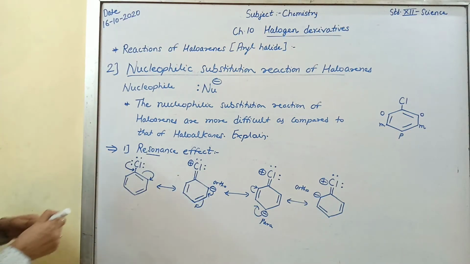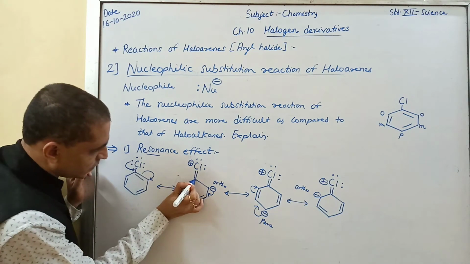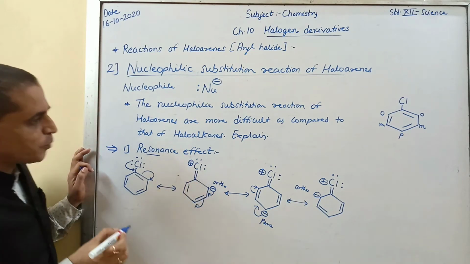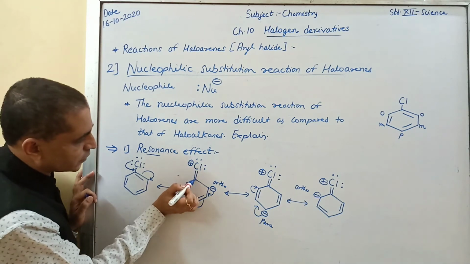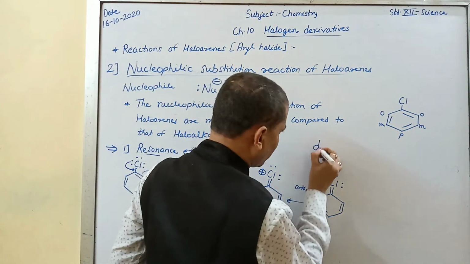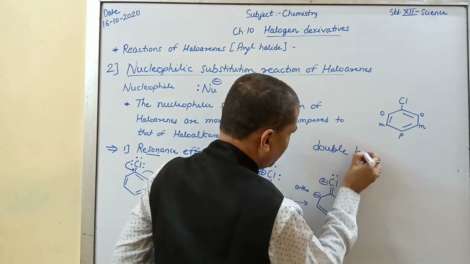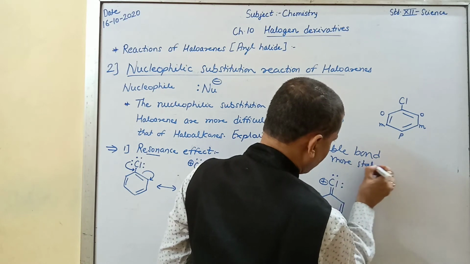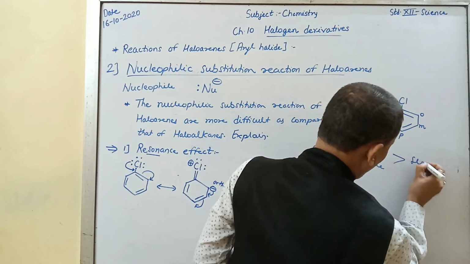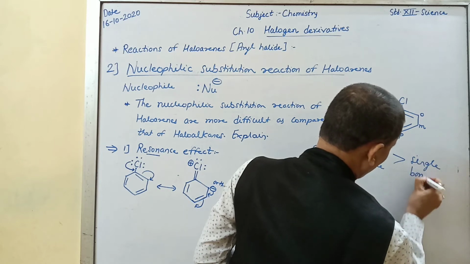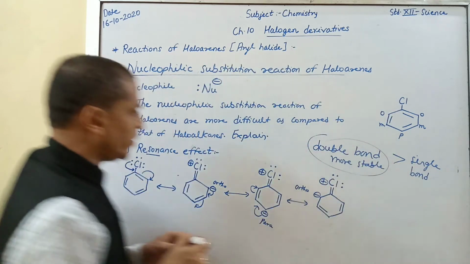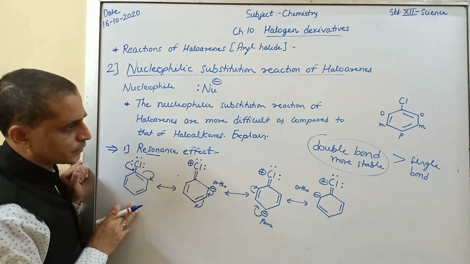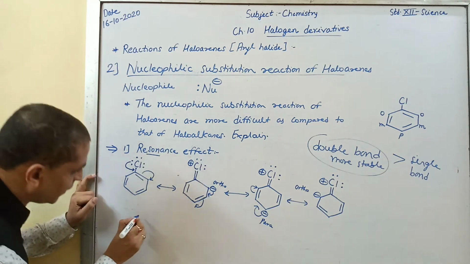Now what happens here? Due to resonance, what happens? See, these carbon atoms, the C-Cl bond have partial double bond character, and you know that double bond is more stable than single bond. So it is strong. So it is very difficult to break this C-Cl bond as compared to alkyl halide, because alkyl halide contains what?